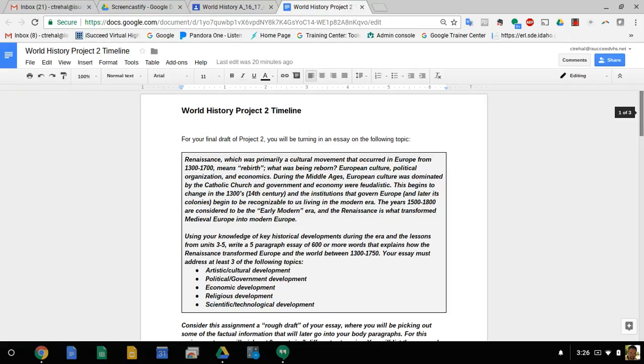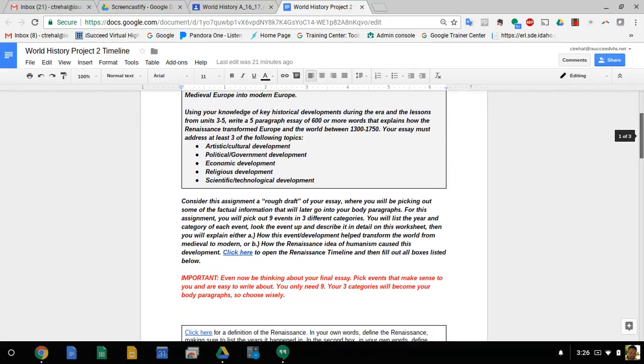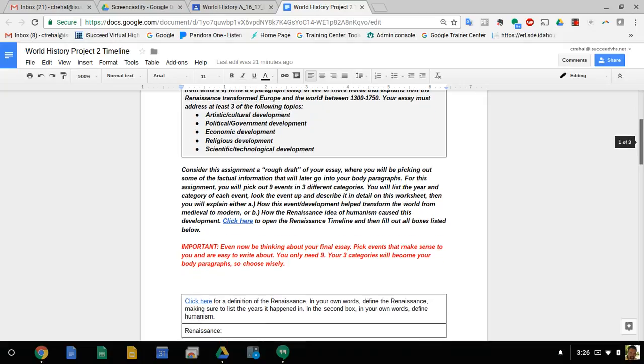Now, the first part of this is that you have to turn in a timeline, and the original asked you to identify 15 events, and it gave you really no specifics on what to do. So I thought this one would work better for you because I'm going to actually ask you to describe 9 events/developments. Those 9 events will eventually go into your 3 body paragraphs inside your essay.